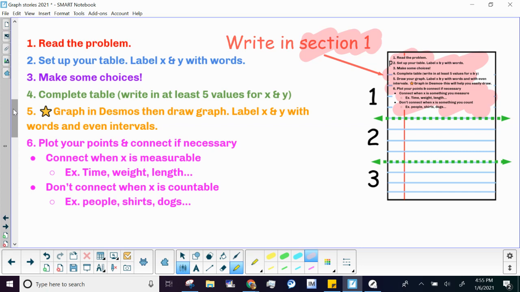Step 2, you're going to set up your table. But instead of writing X and Y at the top of your table, you're going to put in the words that the problem gave you. So in the bridge problem, we wrote number of workers and time to paint.